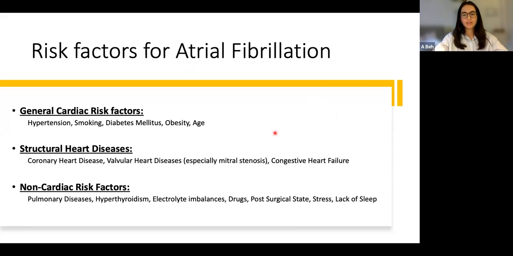No? Okay. So those are risk factors that can all lead to the patient having atrial fibrillation later.